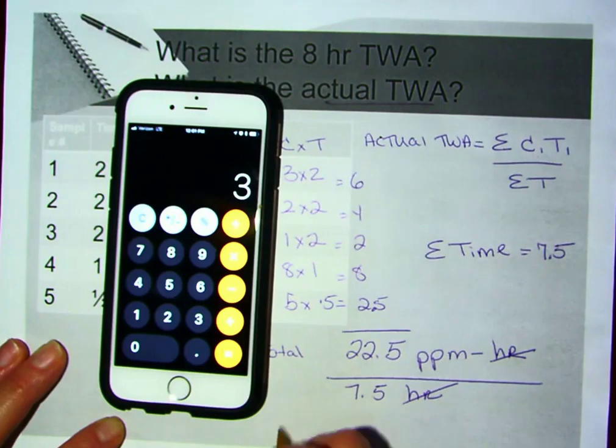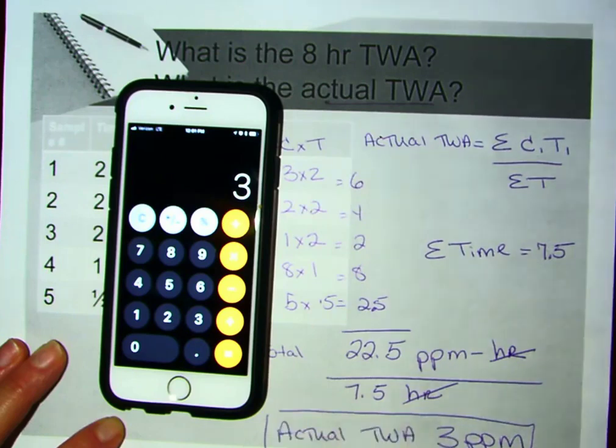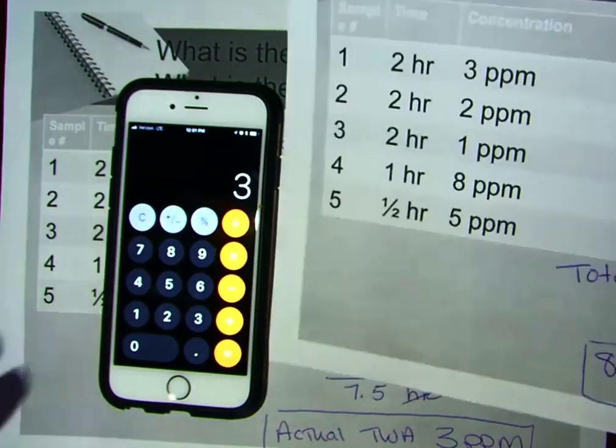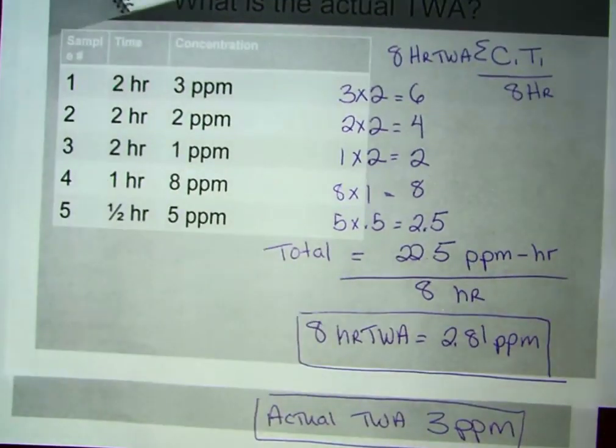And now our actual time-weighted average is 3 parts per million as compared to our 8-hour, which diluted that last half hour and assumed there was no exposure. One of the reasons why we tried to sample as close to our 8-hour period as we can.